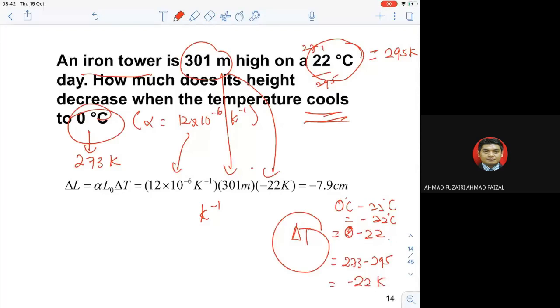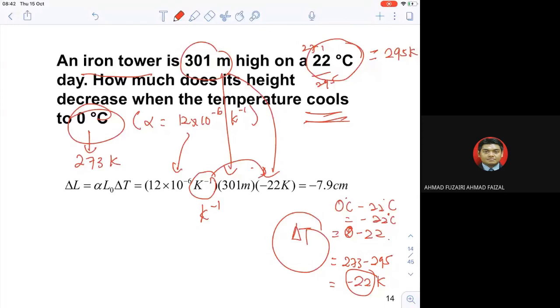Remember, the unit for alpha is K negative 1. But for the difference in temperature, we need to use just the difference in temperature, not the unit. It doesn't matter, because if we use Celsius, the value is still negative 22, and if we use Kelvin, we also use negative 22. So it's up to you. If you want to convert it to Kelvin, then proceed. If you don't want to convert it, because it's just a delta T.